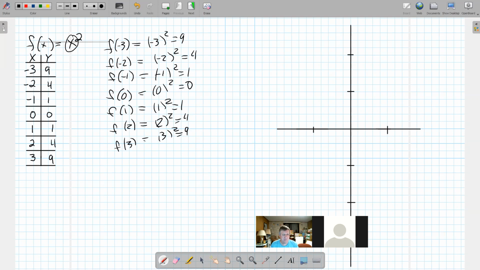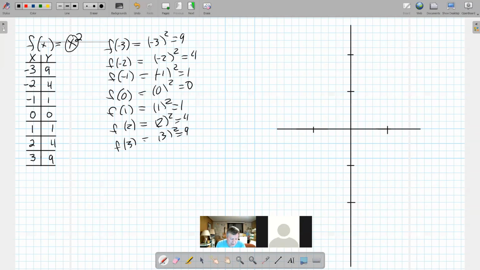Based on this table, is this a function or not? Yes, it is. We've got two different x values, let's say -3 and 3, both going to the same y value. That's okay. Two different inputs can go to the same output. It's when you have an input going to two different outputs that it's not a function. So this is a function. But there's also some kind of symmetry going on here. These have the same y value, those have the same y value, those have the same y value. Let's see what that looks like graphically.